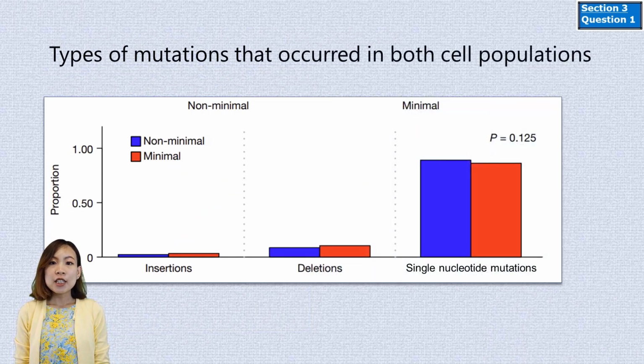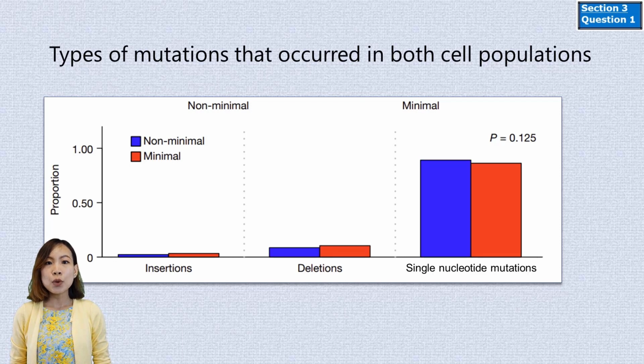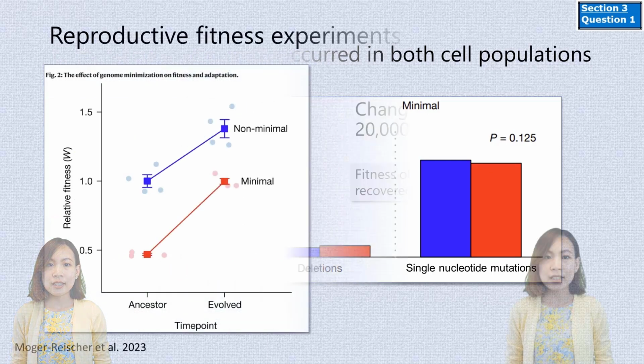Both populations experienced mutations at the same rate. Single nucleotide mutations were the most common, but insertions and deletions also occurred. This shows that even when every gene is essential, they are still subject to pressures of natural selection, and successful mutations are passed down the lineage.